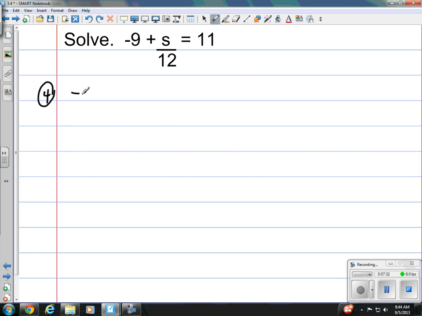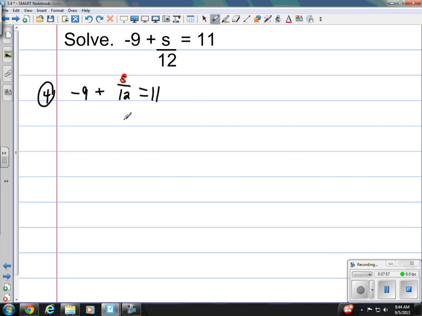We're given negative 9 plus s over 12 equals 11. So once again, we're going to first check to see if we can simplify. I can't. Negative 9 doesn't have a variable. That's an s, so make sure it's not a 5. S over 12 has a variable. So for this one, we're still going to have to go on to step 2 to transpose.